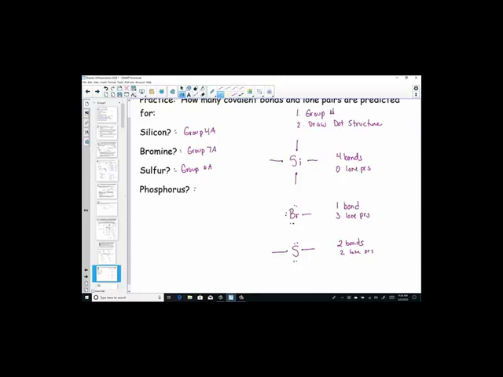And finally, phosphorus. Phosphorus is the elemental symbol P. It's in group 5A, just like nitrogen. Phosphorus with its 5 valence electrons, I can see 3 open spots for bonding, and it has 1 lone pair. So that's the challenge there, just trying to recognize how many bonds and how many lone pairs, with the goal of getting these atoms to an octet, except for hydrogen, who only wants 2 electrons to be like helium.